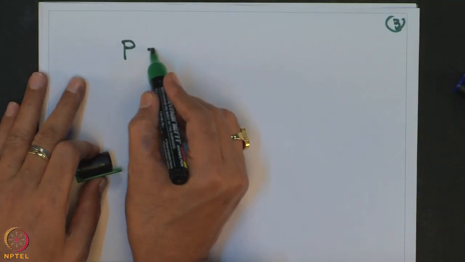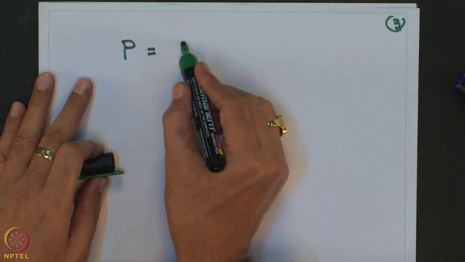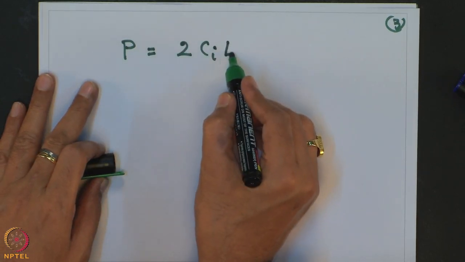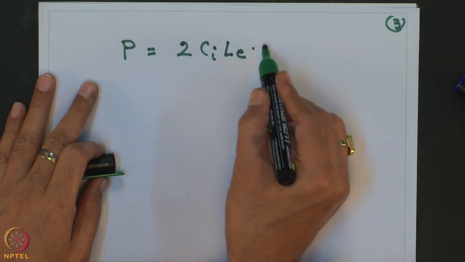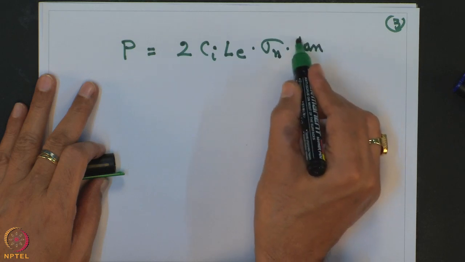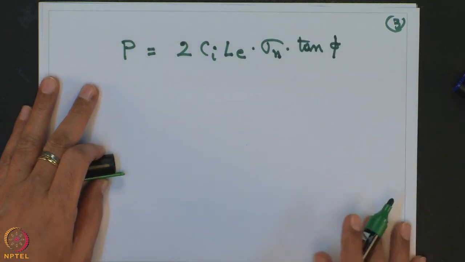Now, you know the equation, that is P is equal to 2 into C_i into L_E into sigma n into tan phi.